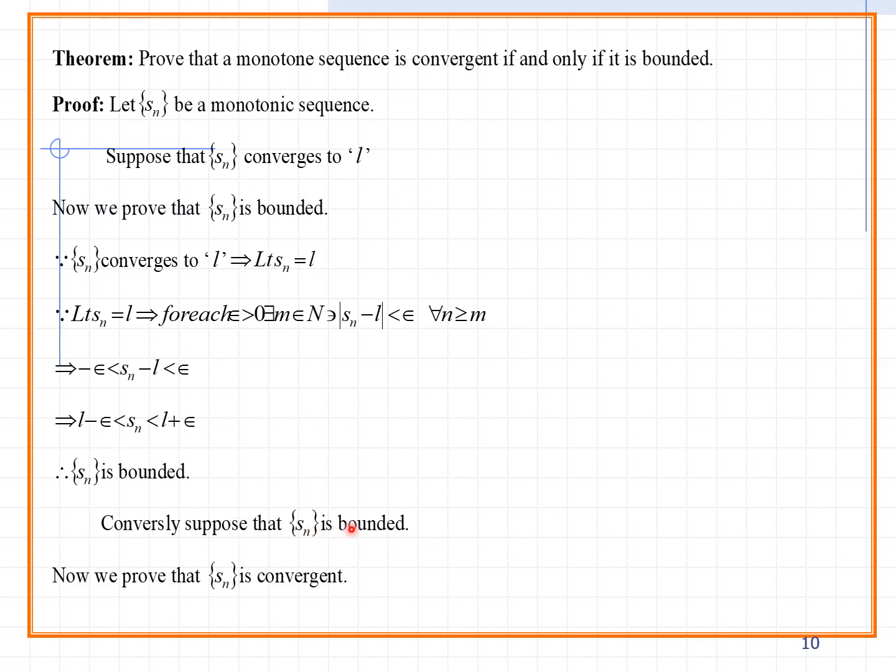Conversely, suppose that Sn is bounded. What you can consider actually is convergence. Finally, what can you prove? It is bounded. So conversely, you can take the bounded sequence, and they can say it is convergent.